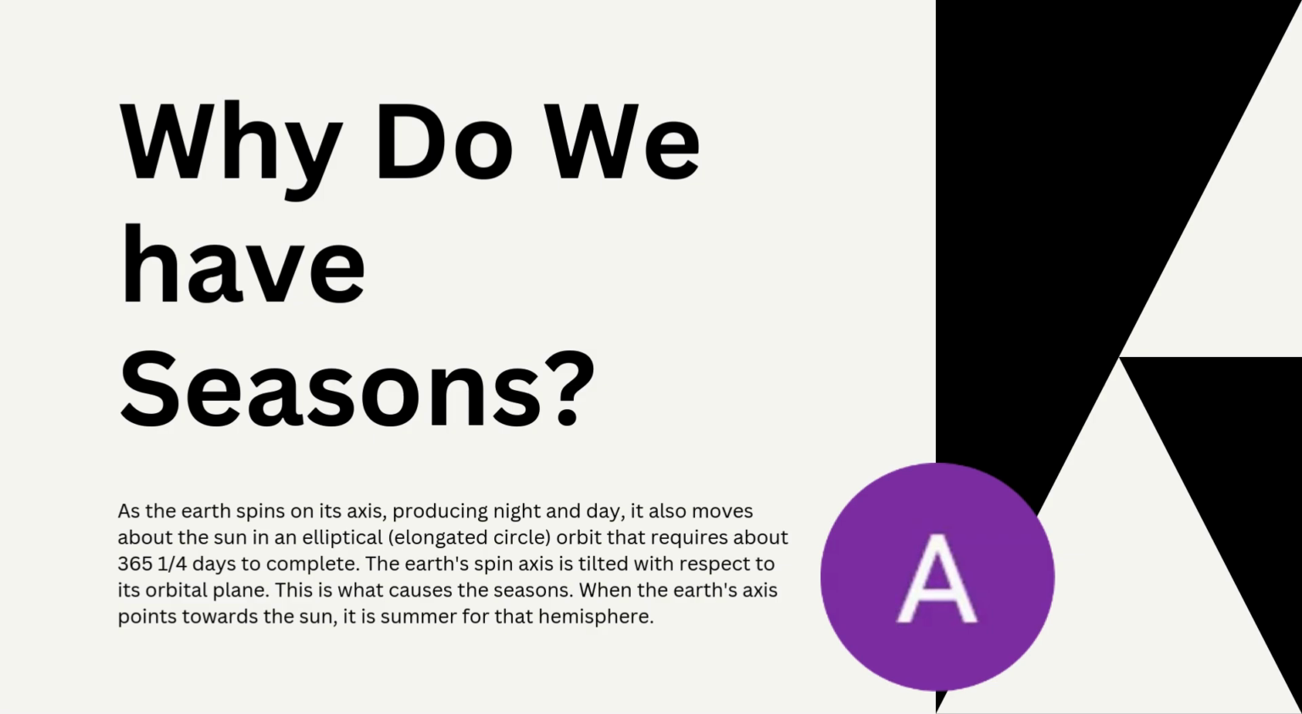Why do we have seasons? As the Earth spins on its axis, producing night and day, it also moves about the Sun in an elliptic, or elongated circle, orbit that requires about 365 and one-fourth days to complete. The Earth's spin axis is tilted with respect to its orbital plane. This is what causes the seasons. When the Earth's axis points towards the Sun, it is summer for that hemisphere.